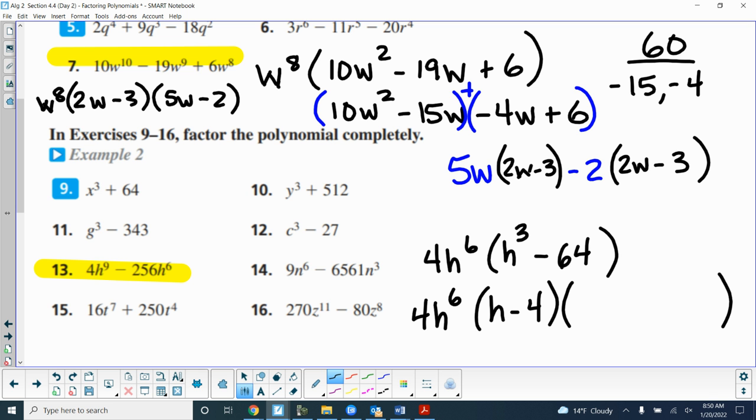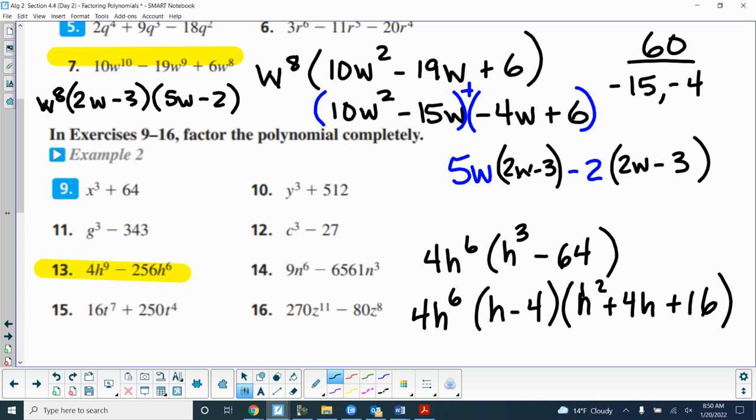Okay, my trinomial. Take the first term of our binomial, this h, and square. So h times h is h squared. So that's a minus, my middle term is a plus. Just multiply those. H times 4, 4h. Third term is always plus. And take the second term of the binomial and square it. 4 times 4 is 16. So there's our answer for that. Factored completely. Okay?